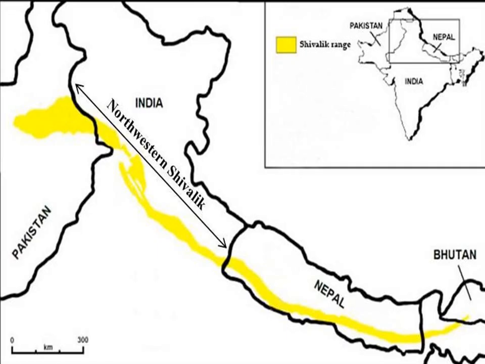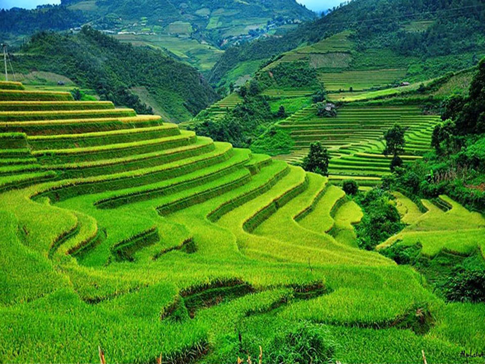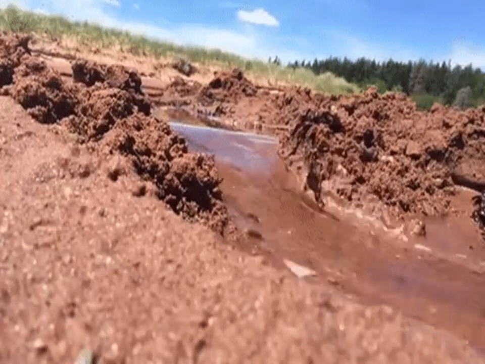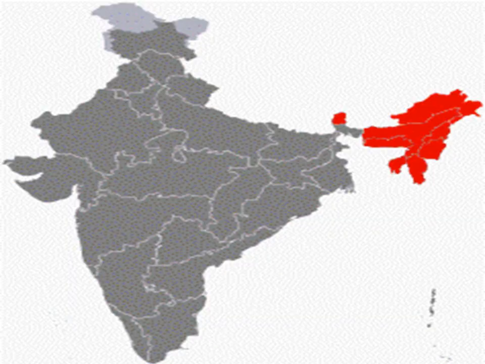Then we have the Shivalik. These are the lowest range. It is not as cold here as in the higher mountains. In many places, the thick forests of the Shivalik have been cut down, and as a result, soil gets washed away with heavy rain.